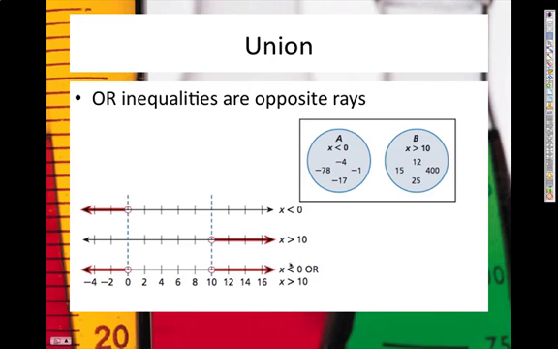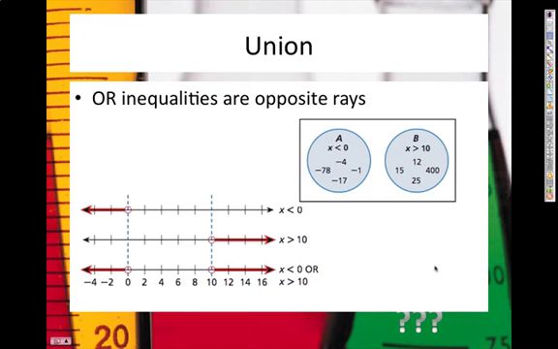And then look at how you write the answer. You would say x is less than 0 or x is greater than 10. When we did the and compound inequalities, we didn't write the word and there. You can, but you don't have to. So it's not necessary. So this is what an or looks like. So it's some number that works either here or here. It doesn't work for both. It doesn't have to. Okay?